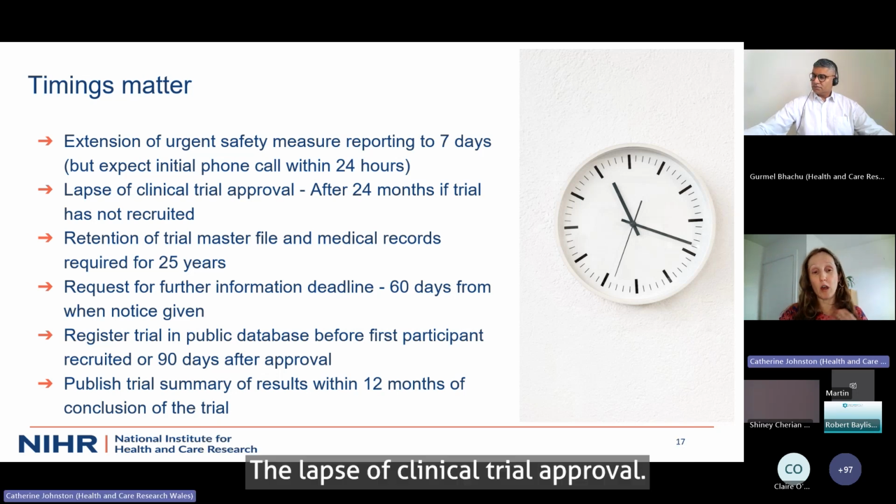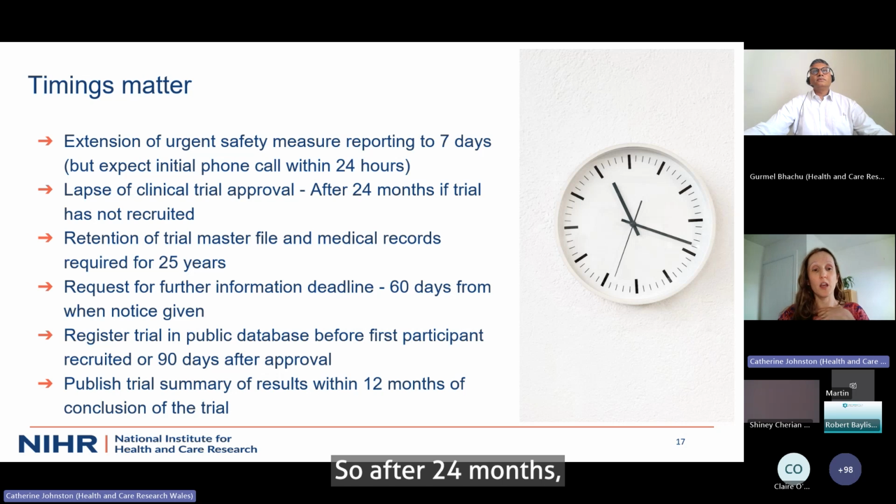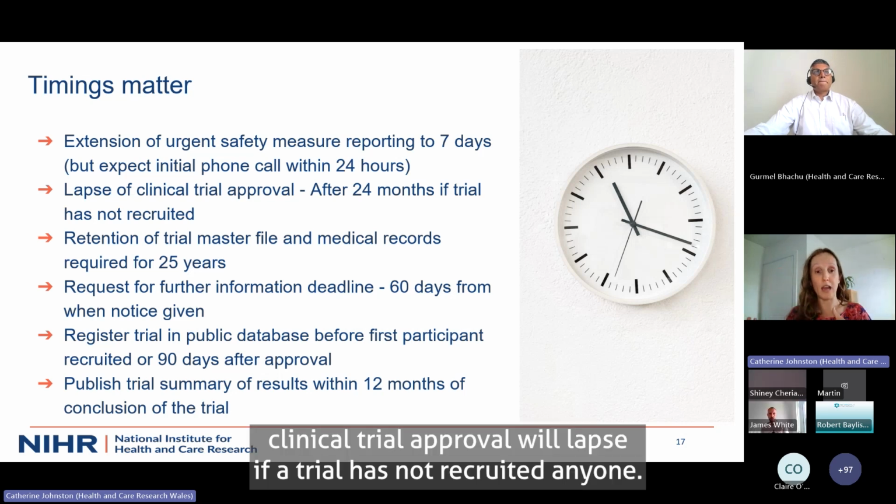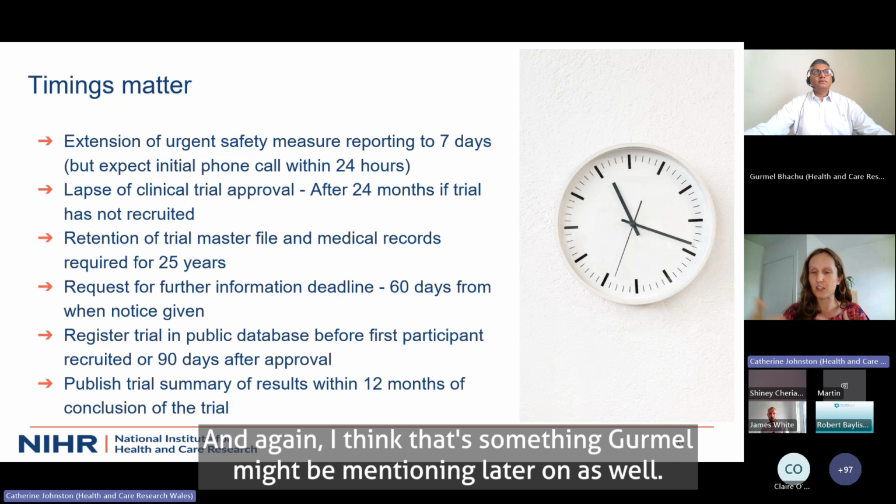The lapse of clinical trial approval. So after 24 months, clinical trial approval will lapse if a trial has not recruited anyone. And again, I think that's something Gurmel might be mentioning later on as well.